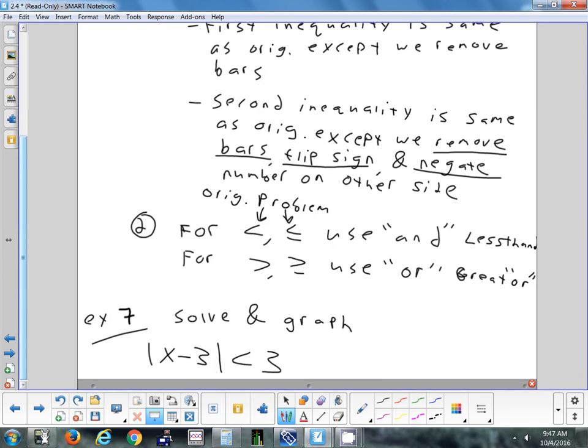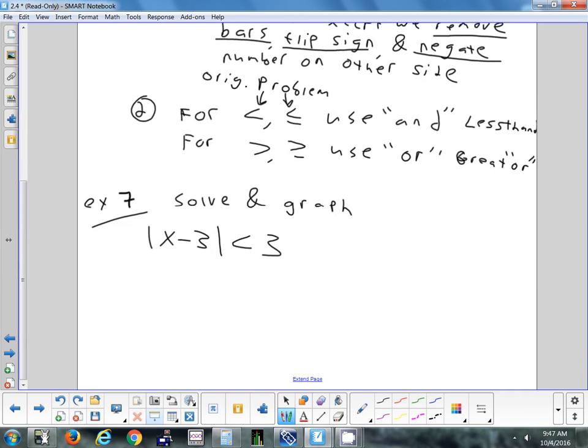All right, so let's solve this one. So the absolute value expression is already by itself. It's ready to split. Anybody tell me the first one I'm going to split it into? And this is the simple one. You don't have to do too much. About Austin? X minus 3 less than 3. Just take the bars out. Now, the second one, you're going to still take the bars out, but you've got to do two other things.